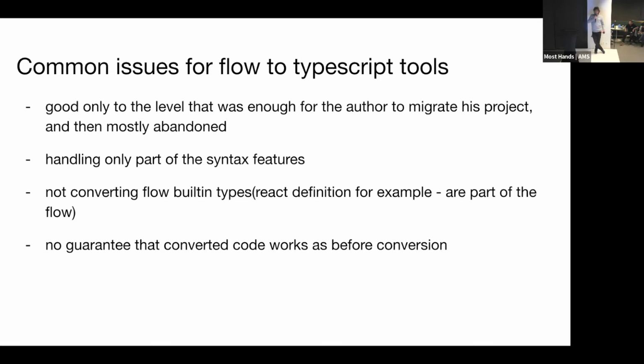And then another one is that almost all of them are focused only on the syntax part, but they are not converting built-in types. And if you know, Flow actually ships with things like React type definitions or DOM library type definitions. These might have different type names, different argument order, and things like that, and that also needs to be converted. And then another one is that for almost all of them, you need to really carefully review what was converted, because there is no guarantee that converted code will still work after it was migrated.